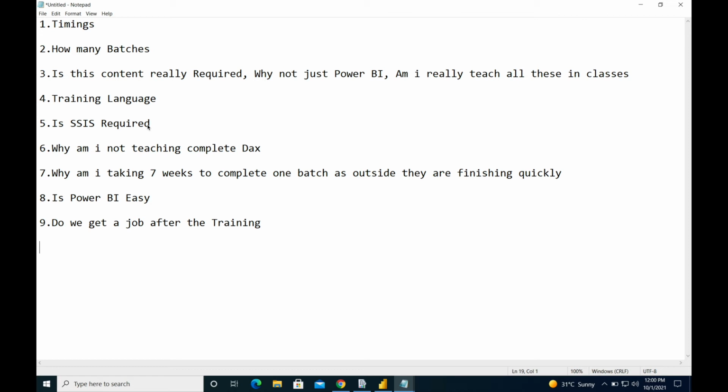Even though you're learning only Power BI and other things that are linked with Power BI, I recommend learning SSIS for better opportunities and also better career growth. I always recommend that.